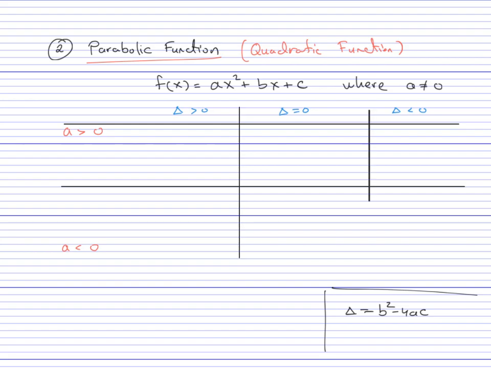Okay, one more. Now when a is positive, we said that the parabolic function is smiling. That means it's smiling like that. So that's what we mean by a smiling parabolic function. Now, when delta is positive, we said in class that there are two solutions to the quadratic equation. That means that the function intersects with the x-axis in 2 points. So the function looks something like that.